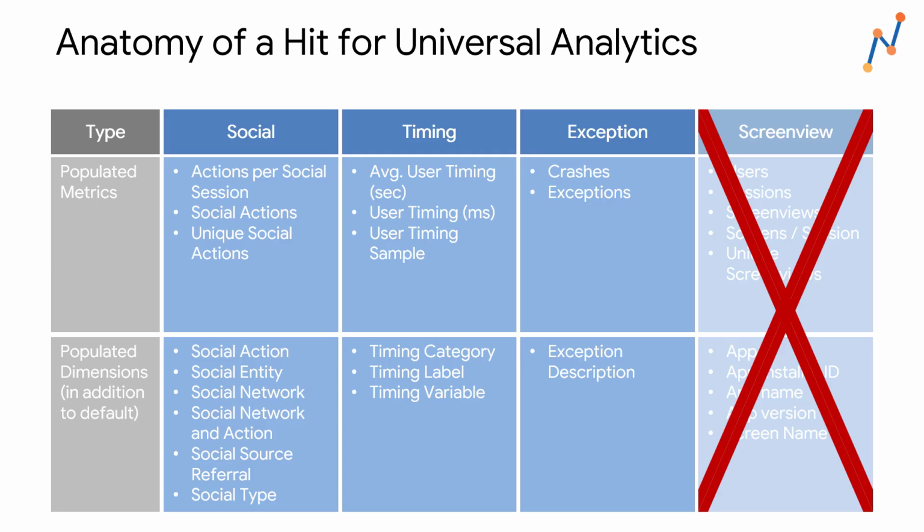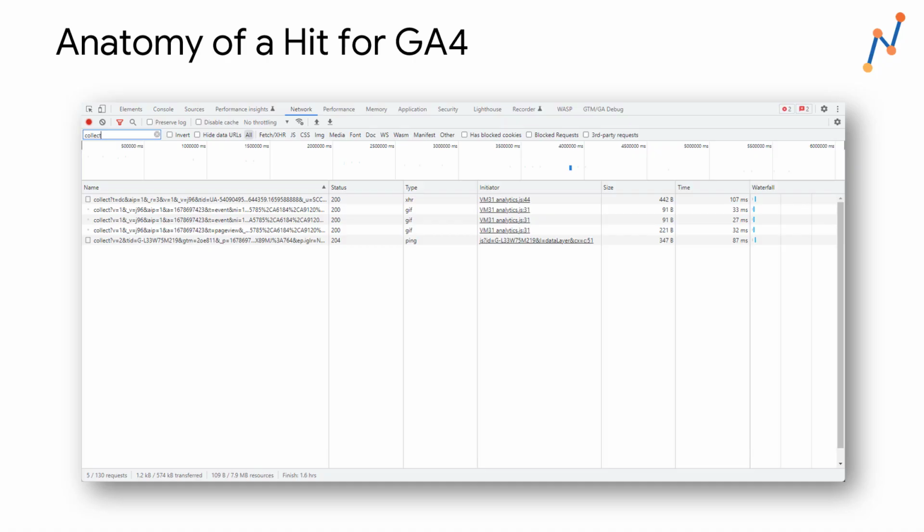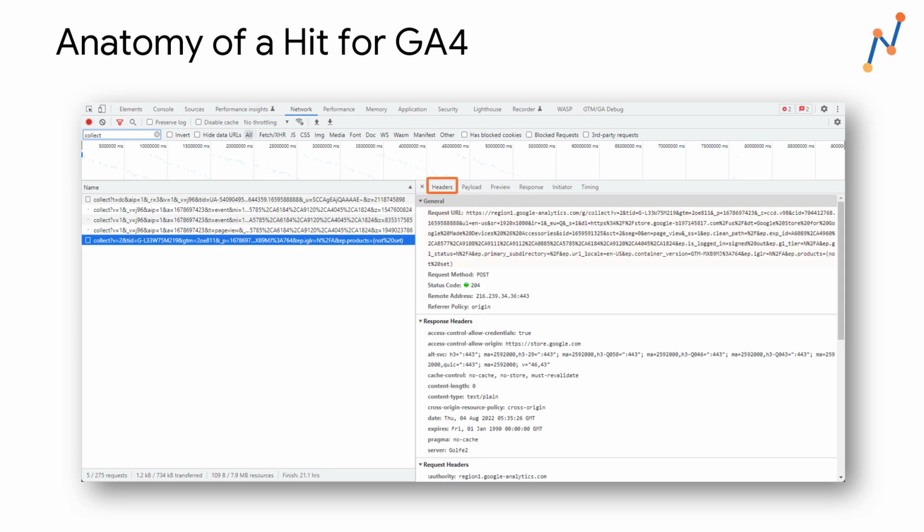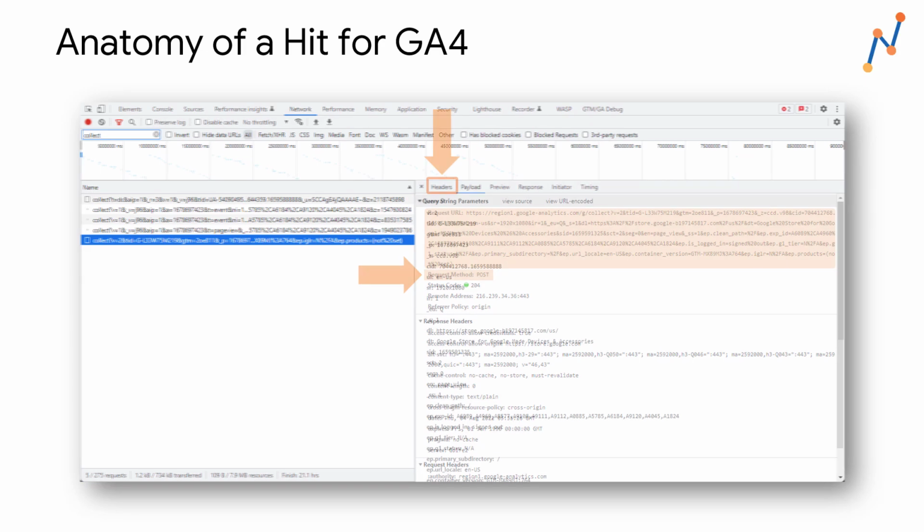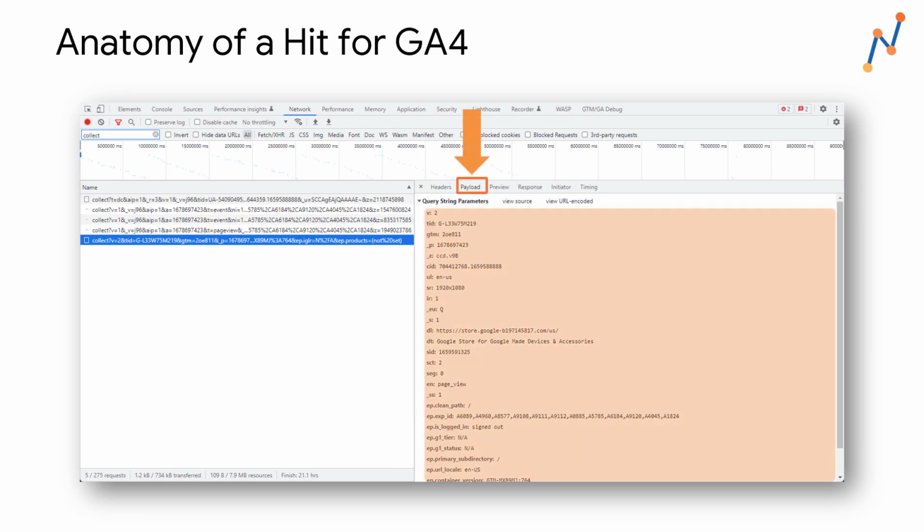That being said, let's have a look at how data is being sent and stored in GA4. To have a closer look at the anatomy of a hit for GA4, simply click on the line containing v equals 2, and you will also find the request URL in the tab headers. Below there's also the request method displayed, which in this case is post instead of get, and thus reveals another difference between Universal Analytics and GA4. And switching to the tab payload will then show all parameters line by line.